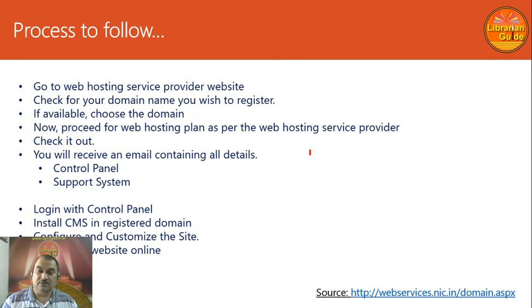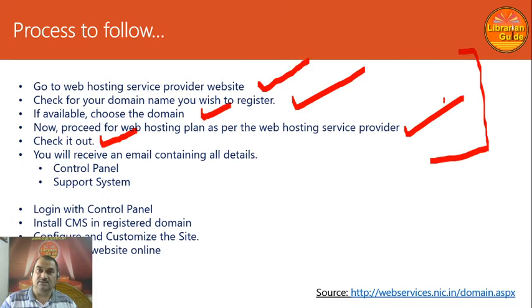Then if it is available, we will choose the name and select it, saying okay, this website I need, and I have to buy it and host my website. Now proceed to the web hosting plan. We have to choose the plan and then make the payment. This process will give you access to the control panel. Immediately after making the payment to the hosting service provider, they will send you a mail to your registered email ID containing all your control panel details, login ID and password.